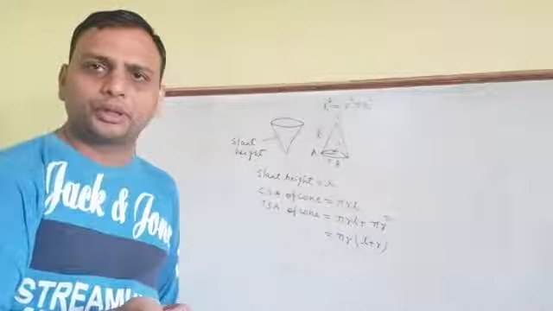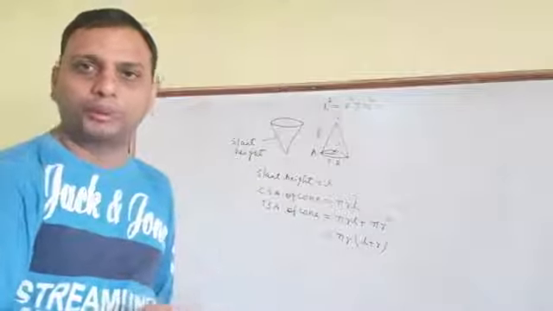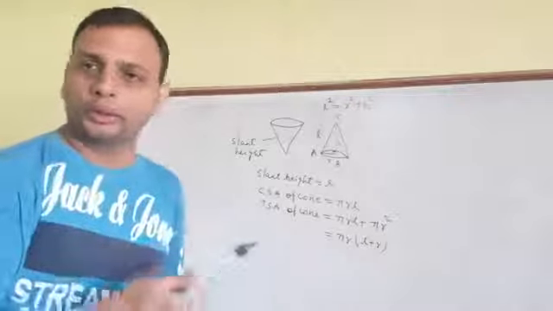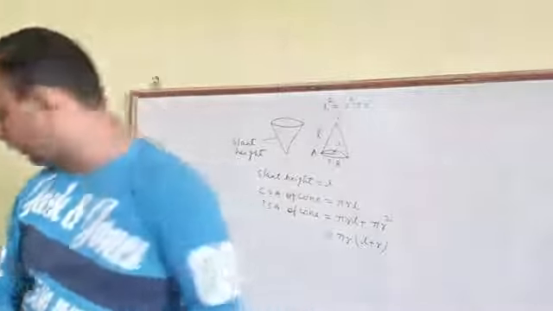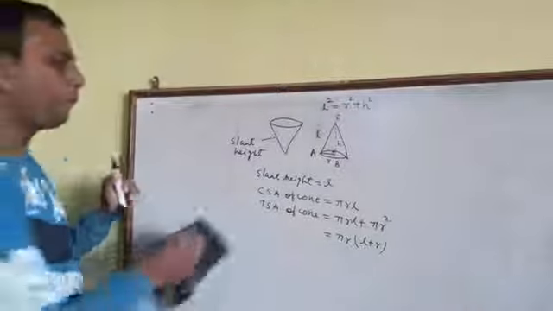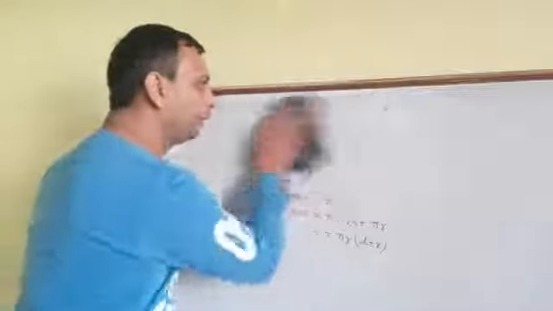Unless it is mentioned, then no problem. If it is not mentioned, then we have to calculate it. Then only can we solve for either the total surface area or the curved surface area. So this part is clear. Now we have to start the exercise questions. So everything is clear now.